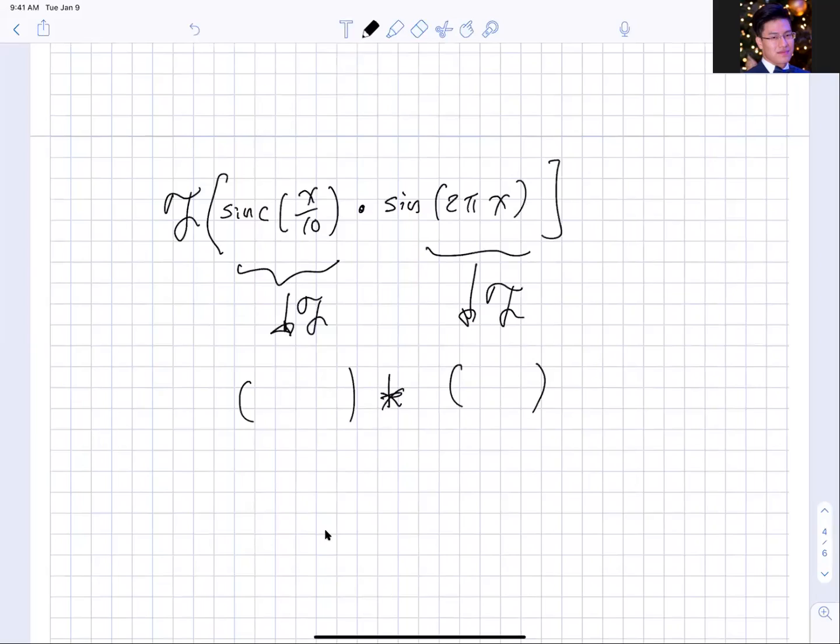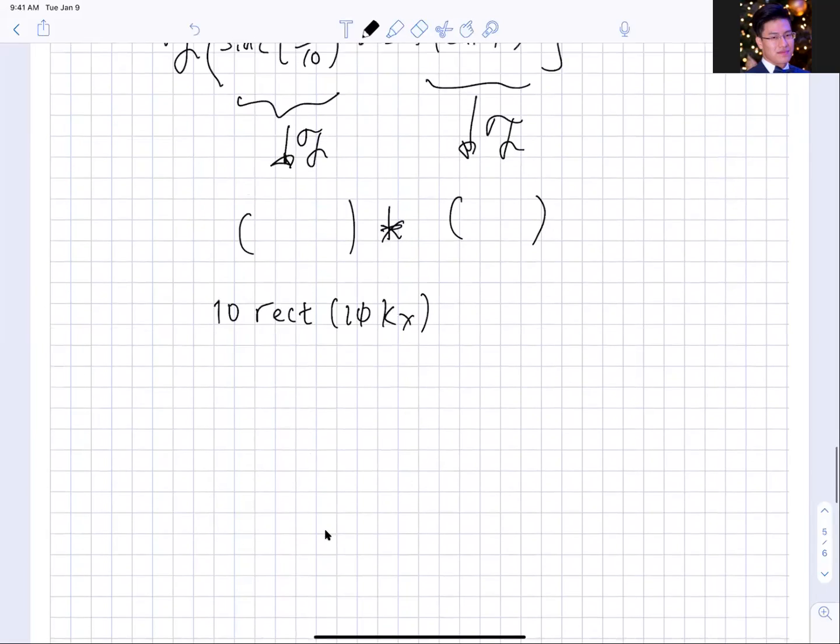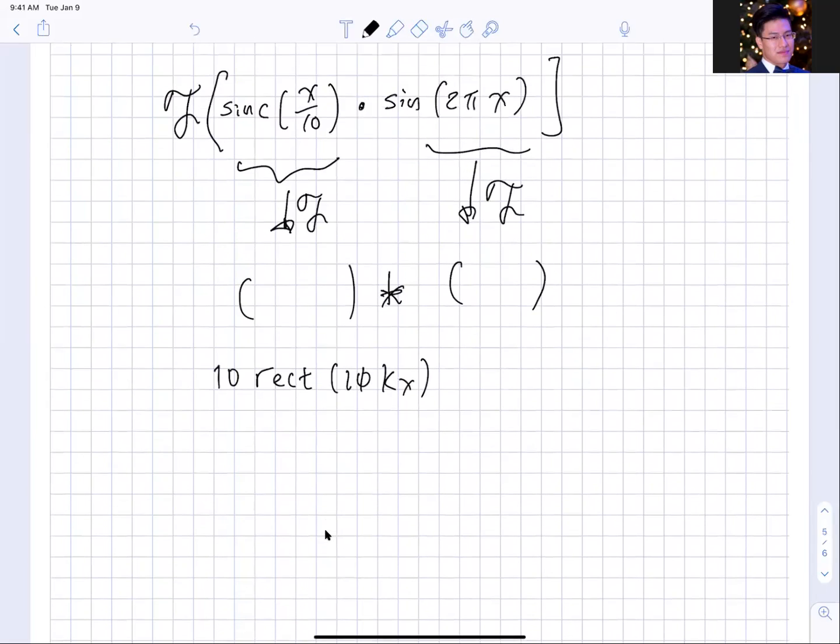When you take the Fourier transformation of the sinc function, you get 10 times sinc. Oh no, it's the rect, the rect of 10 times u. Yeah, something like that. So there's a 10 times kx. I don't know how to convolve with that, because the definition of the convolution is for kx only. I don't know how to do it when you have a 10 in the front.